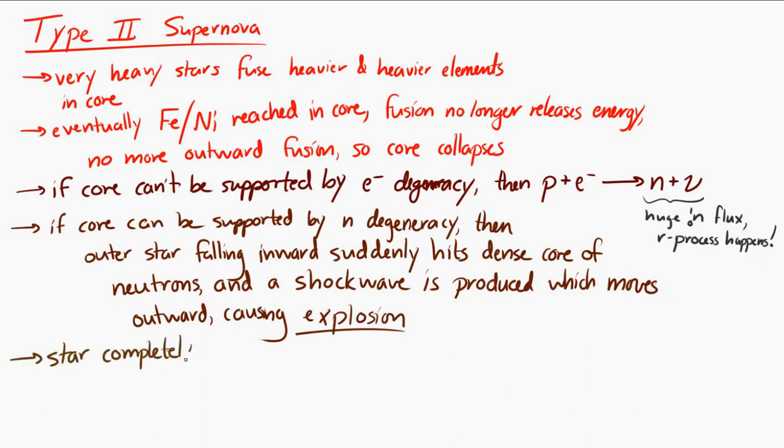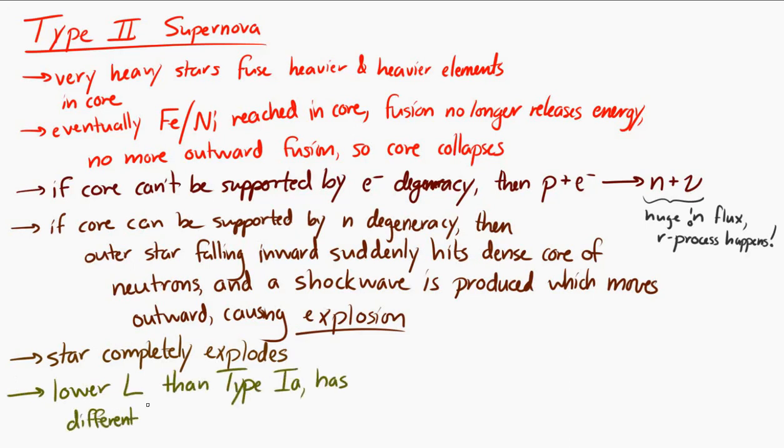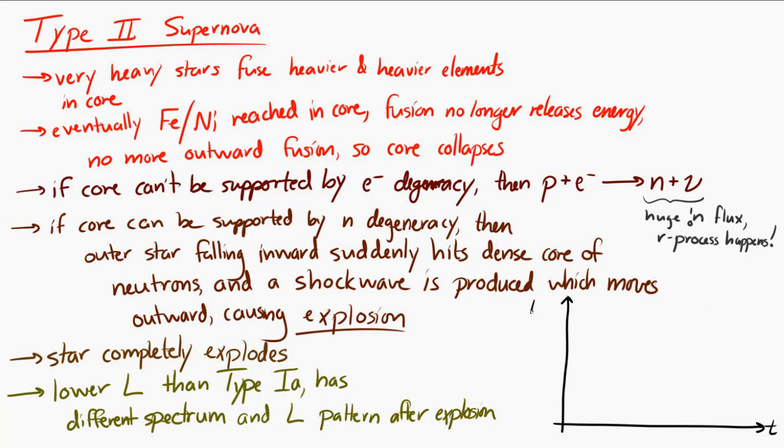These tend to be slightly lower luminosity than type 1a supernovae, and they can be distinguished from type 1a supernovae by their spectra and how the luminosity varies after the explosion. The type 1a is a more consistent decrease, while the type 2 has a big sharp peak, a sudden decrease, and then a plateau. So the luminosity can be observed over time, and we can determine what type of supernova we're looking at.